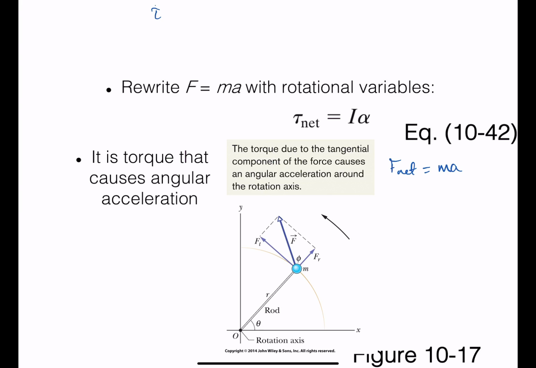Torque is a vector quantity, r cross F. You can write that as r F sine theta, which you can write as r times the tangential force, F_t. Or torque is r F sine theta, where r sine theta is r perpendicular, so r perpendicular times the force.